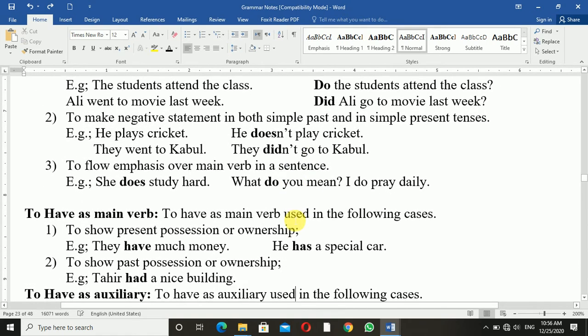Come to number three. To show emphasis over the main verb in the sentence.